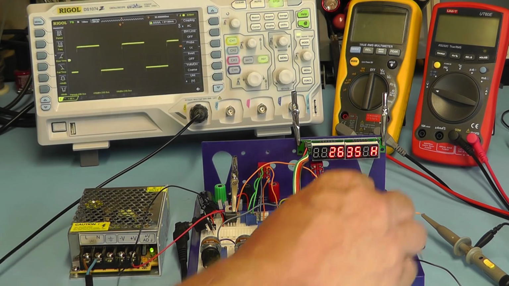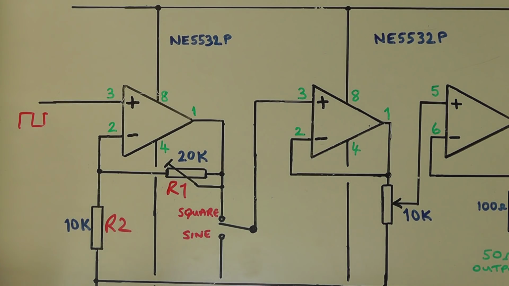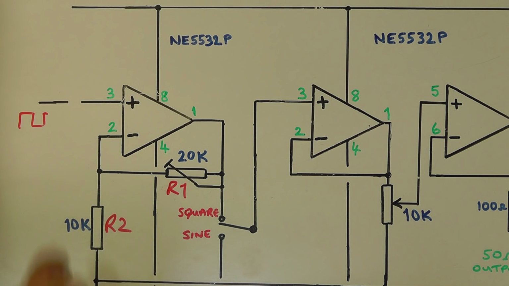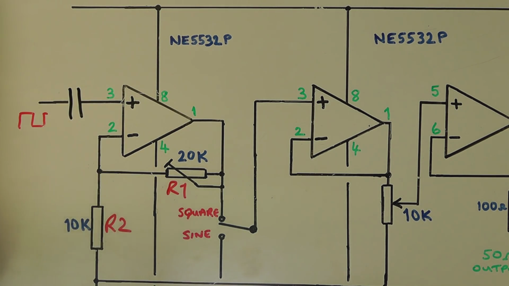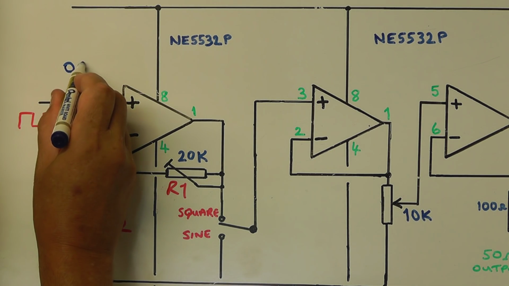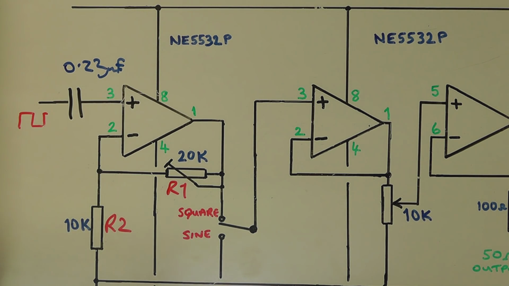Back to normal square wave, flick it back to sine. So that seems to be working fine there now. Just to quickly show you where we put the capacitor to solve that little problem, I put a capacitor in there. I used a 0.22 microfarad, although it's not too critical, and that then allowed us to trim the gain there correctly.